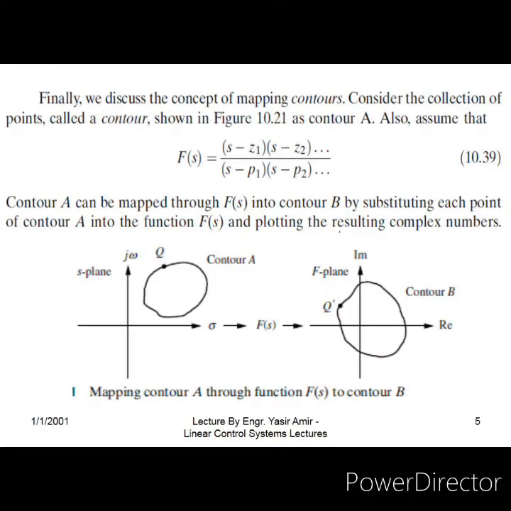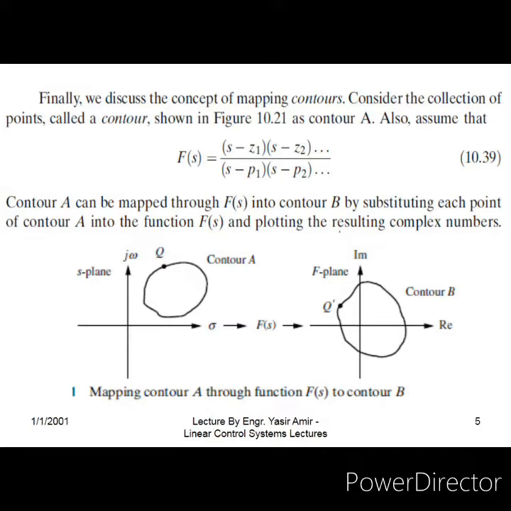Now let's move a step forward. Now we take two planes, one is the S plane and the other is the F of S plane. And we take a function F of S that is a bit more sophisticated and complicated as compared to the previous slide. You can see in this equation, we have F of S defined as a fraction. The numerator has the zeros and from the denominator we get the poles. Whatever the values of zeros and poles are, we are not at the moment concerned, but we know that we have this F of S in the form of some transfer function.